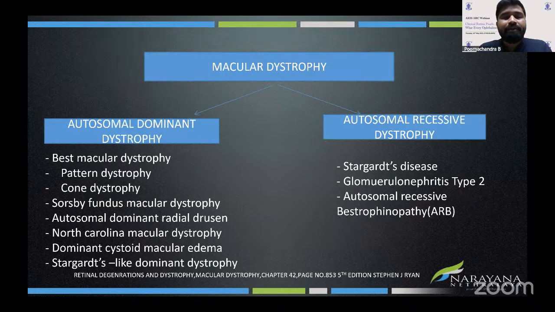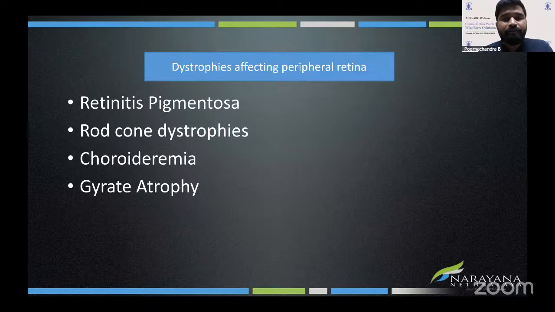When it comes to retinal dystrophies, they can be classified in multiple ways, depending on the inheritance pattern as dominant and recessive, and we all know the definitions of it. I will not go into that. And there are some dystrophies which affect the peripheral retina, like retinitis pigmentosa, rod cone dystrophies, choroideremia, and gyrate atrophy, where central vision could be quite intact till the late stages of the disease.